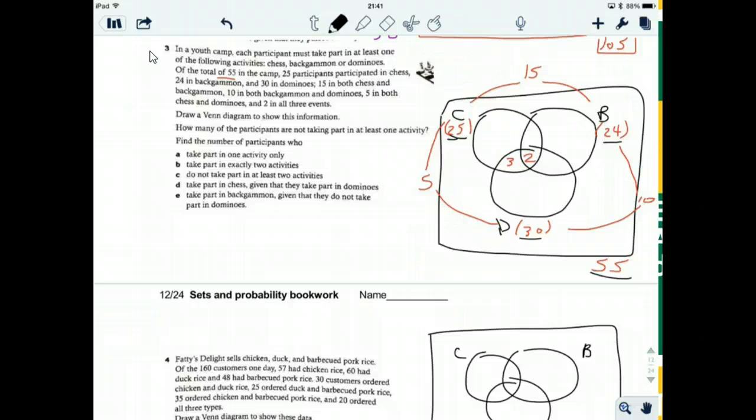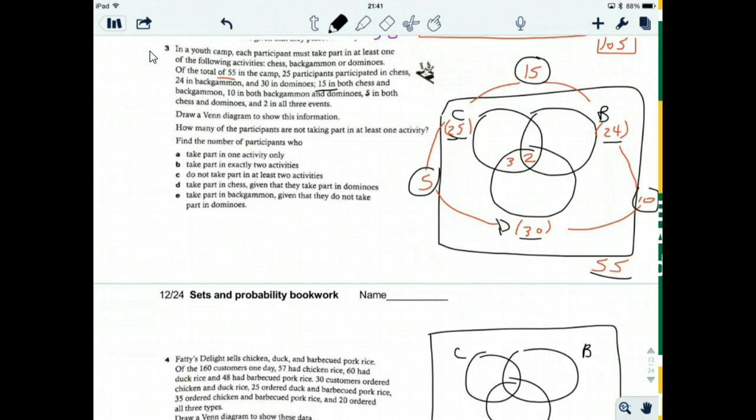It says that 15 participate in both chess and backgammon. So that means 15 participate in chess and backgammon, and I write it outside again because we don't know exactly how many of these 15 also participated in dominoes or not. And then it says 10 in both backgammon and dominoes. Again, I'm going to write it outside here between B and D. And 5 in both chess and dominoes. I'm going to put that between C and D.